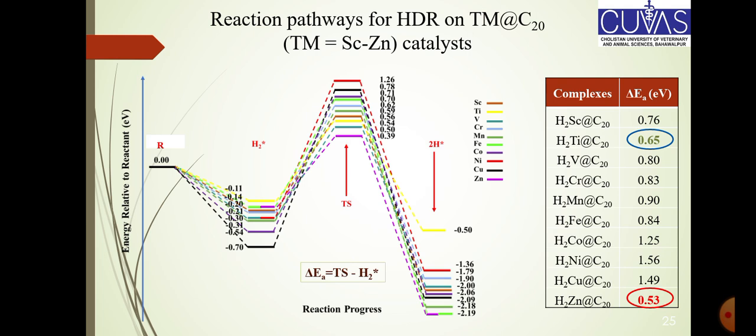Reaction pathway for the hydrogen dissociation on the transition metal doped C20 complexes. We also study the hydrogen dissociation on transition metal doped C20 and C60 nanocages by adopting the same strategy as in the case of C24. The lowest dissociation barrier observed in transition metal doped C24 complexes is for zinc, with an energy barrier of 0.53 electron volt.